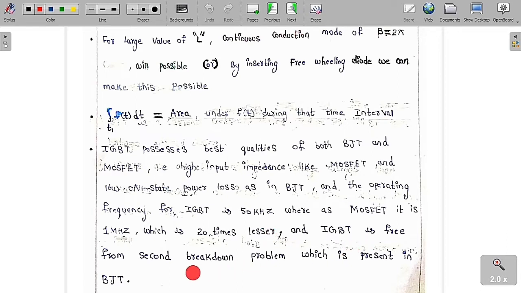And IGBT is free from the second breakdown problem, which is present in BJT. So we can say clearly that IGBT is a combination of the BJT and MOSFET, with the best qualities of both. It has high input impedance like MOSFET and low on-state power losses like BJT. The operating frequency of IGBT is lower than that of the MOSFET. And IGBT is free from secondary breakdown, which is present in the BJT but absent in the IGBT.